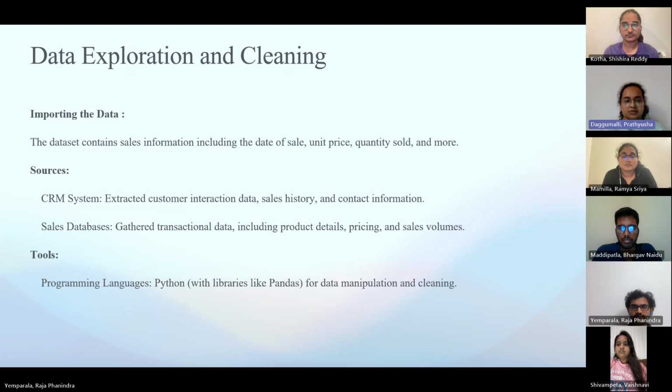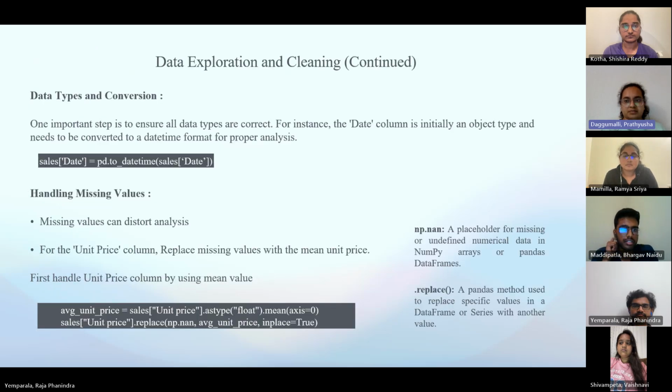When it comes to the sources, we have two sources: CRM systems and the sales database. The CRM systems extracted customer interaction data, sales history, and contact information. The sales database gathered transactional data, including product details, pricing, and sale volumes. Tools we have used are programming languages, that is Python, for data manipulation and cleaning. The next slides will be continued by my teammate.